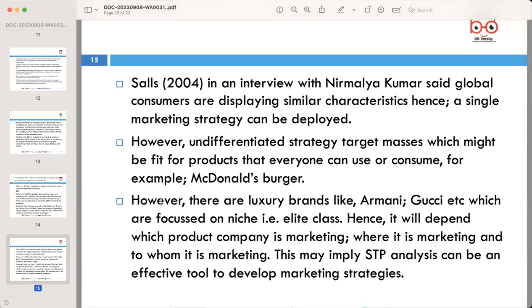So again, he's talking about Sella's interview with Nirmala Kumar, who said global consumers are displaying similar characteristics and hence a single marketing strategy can be deployed. So Sella noted in an interview with Nirmala that global consumers are exhibiting similar characteristics. This observation has led to the idea that a single marketing strategy can be applied globally.